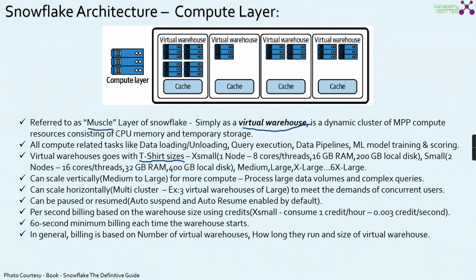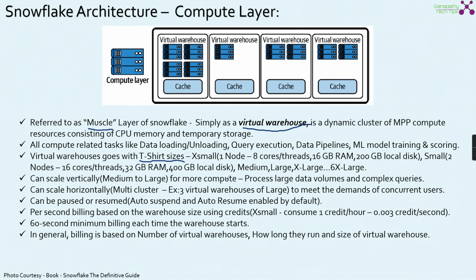To understand how it works, say I am taking a virtual warehouse as an X-small warehouse. It comes with a single node which is 8 cores or threads, with 16 GB of RAM and 200 GB of local disk. This is very important. Now if I scale up one level to small, you can imagine it doubling, meaning everything is doubled. With a small you will have 16 cores, 32 GB of RAM, and 400 GB of storage.